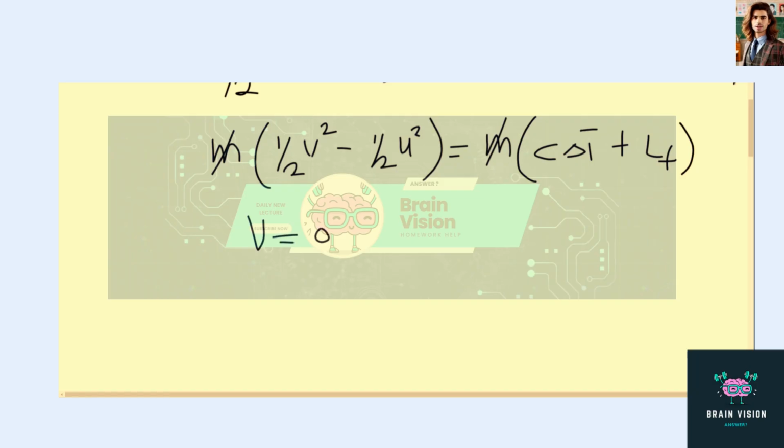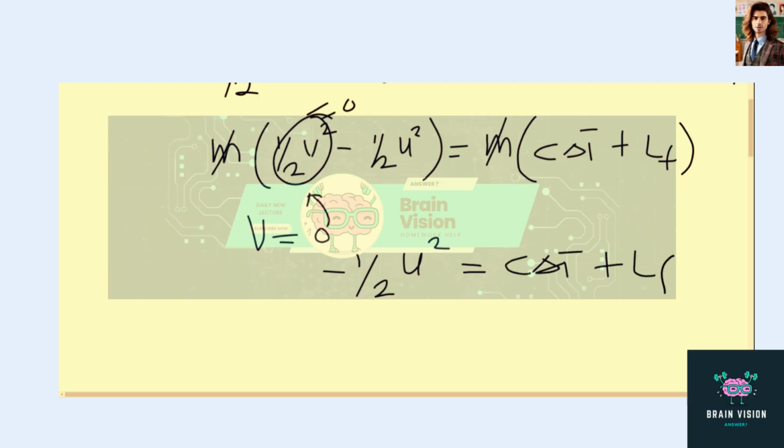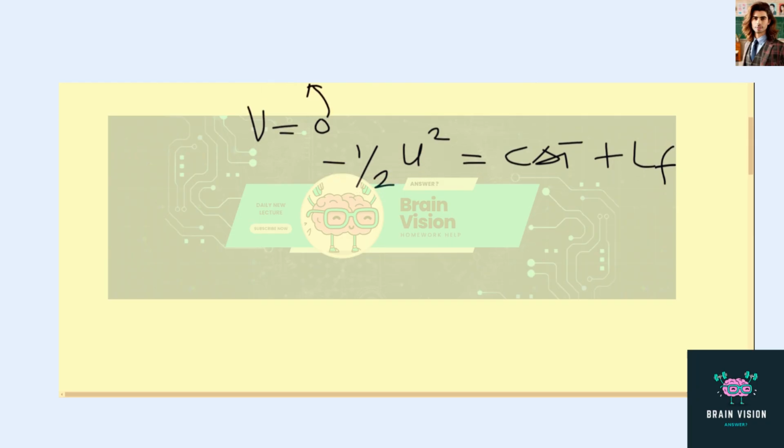Now, since the bullet will be coming to rest, we will say that the final velocity of the bullet, that is v, is equal to 0. If v is equal to 0, then all of this will be 0. So our equation will be left with negative half u squared is equal to c delta T plus L_F.